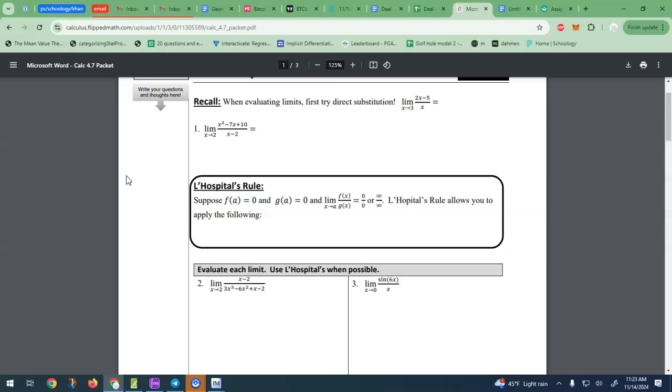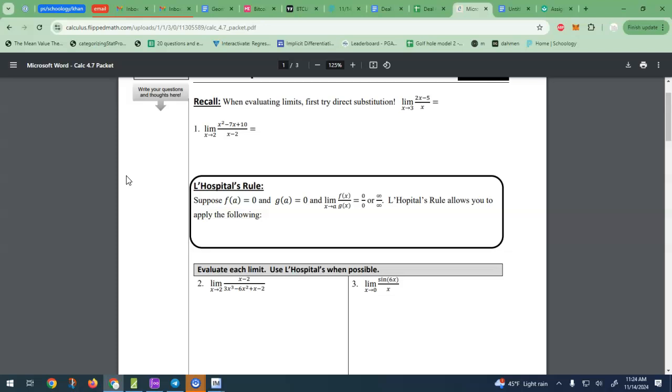So remember that the very first thing you try when you're doing a limit is just plug it in. So like this one right here, you can go 2 times 3 minus 5 divided by 3. And that's 1/3, and that's your answer. That's like what you want. You'll see a ton of those. That's the goal.